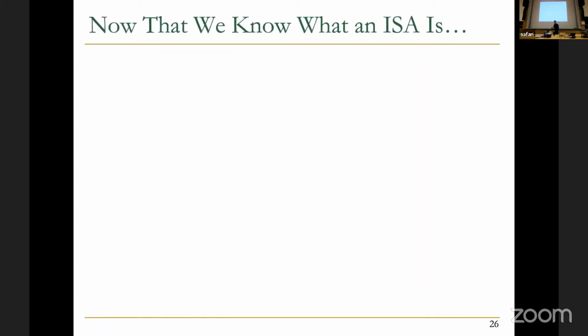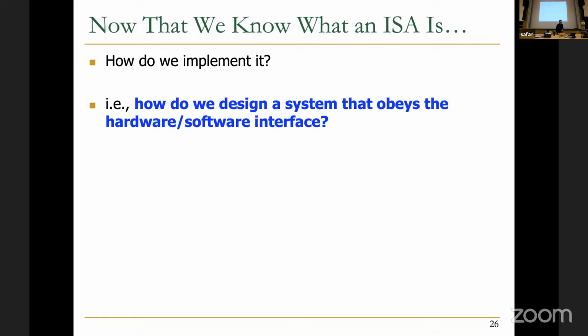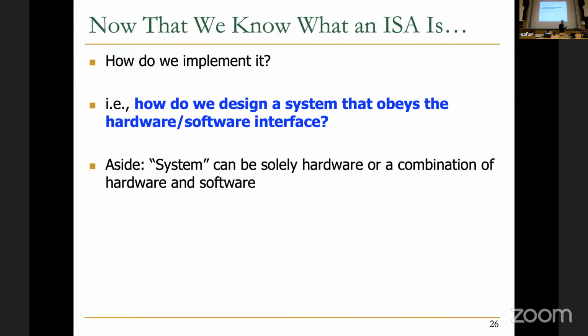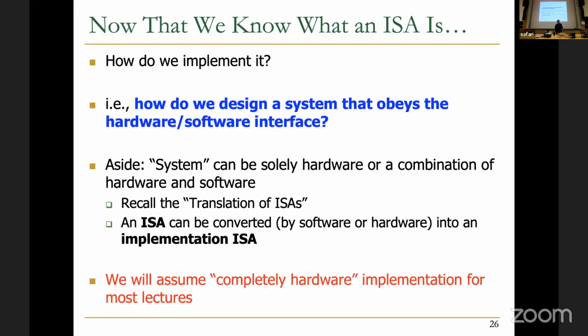Okay, so we know what an ISA is right now. How do we implement it? Basically, how do we design a system that obeys the hardware-software interface? And as I said, I'm talking about a system, right? A system can be solely hardware or a combination of hardware and software. Remember what we discussed, the translation of ISAs. The ISA doesn't directly have to be implemented in hardware. It can be implemented partially in software and partially in hardware. But we will assume complete hardware implementation for most of these lectures, definitely today and next week.